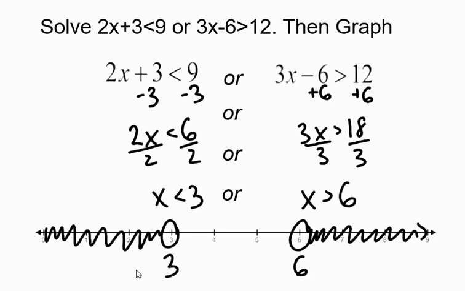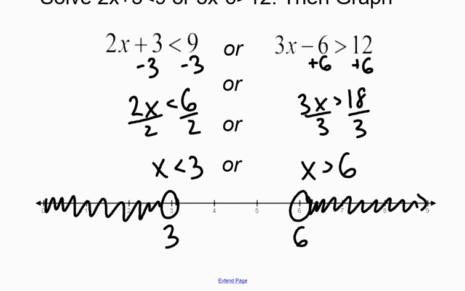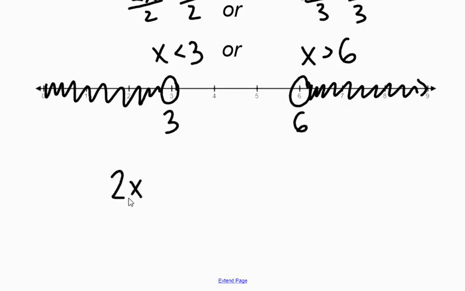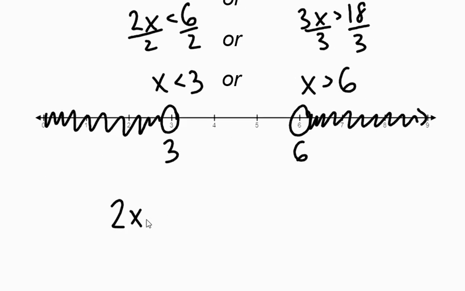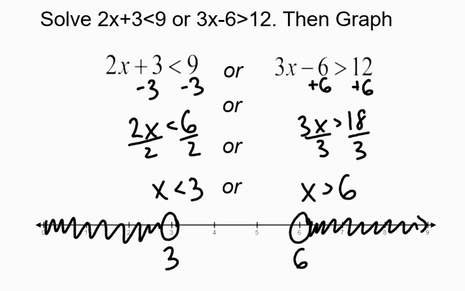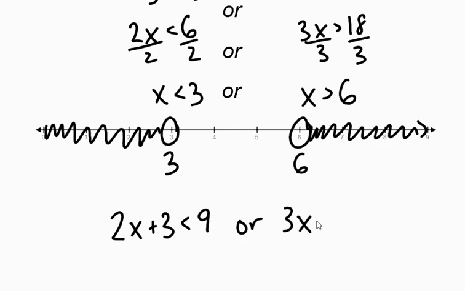If I pick a number less than 3, it will make the left one true. It won't make the right one true, but you only need to make one or the other true in an or statement. If I pick a number bigger than 6, like 7, let's try. If I put 7 into both of the statements, I have 2x plus 3 is less than 9, or 3x minus 6 is greater than 12. I want to check the number 7. See that it'll make one of them true.